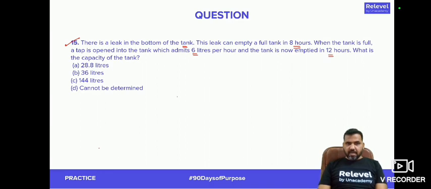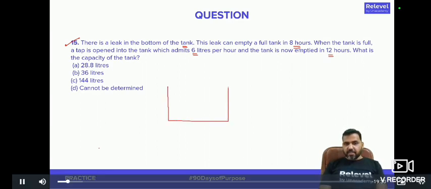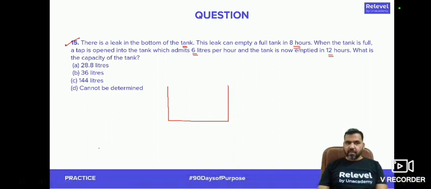So guys, understand this whole question. This is the complete tank that we have, right? There is a leak in the bottom of the tank. Let's say that this is a leak at the bottom of the tank. The leak can empty this whole tank alone in 8 hours. When the tank is full, that means if I keep this tank full of water and this leak is open, then the tank will get empty in a total of 8 hours.